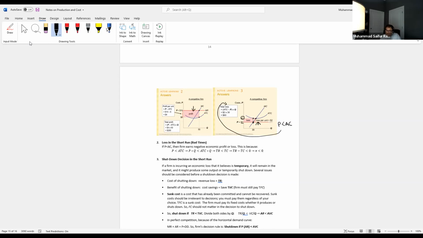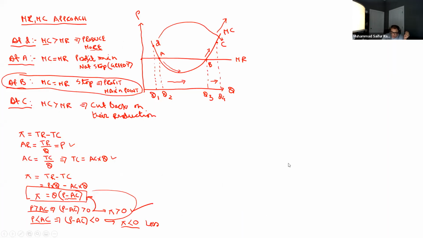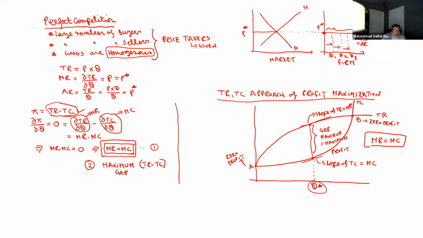Before I continue further discussion about profit maximization, I would like to go back to our discussion about perfect competition. I want to add one more point about it. We had perfect competition as a market structure where there are a large number of buyers and a large number of sellers, firms, the goods that firms produce are homogeneous, and capital is fixed in the short run.